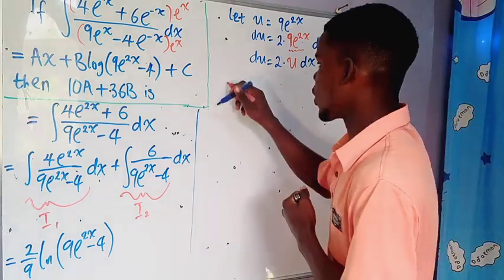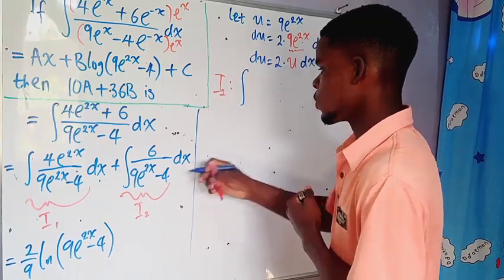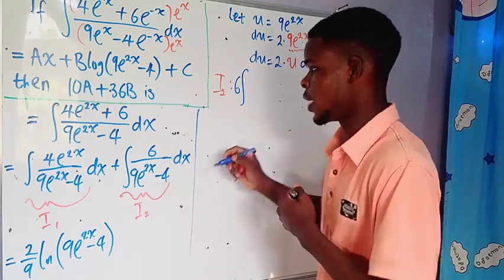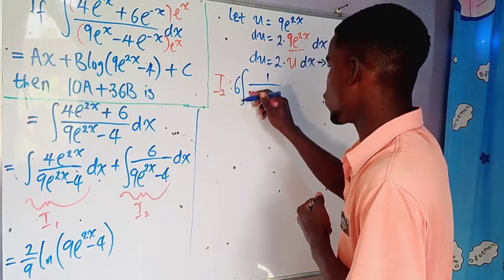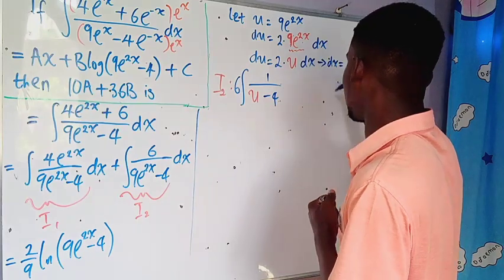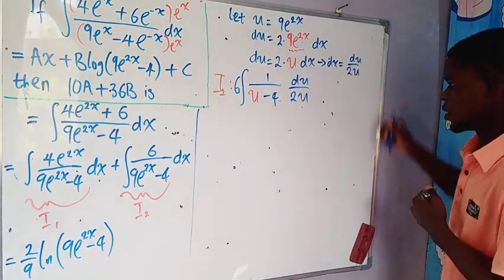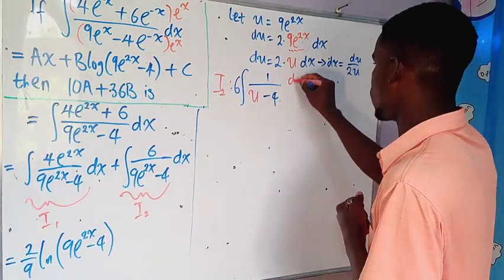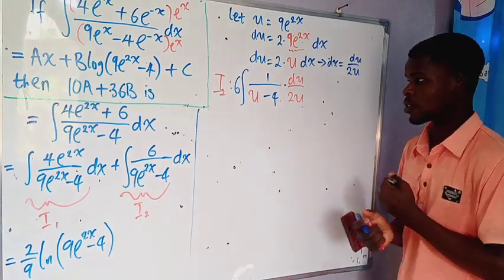That means this integral I2 will become the integral of 6. Maybe you can put the 6 out front since it's just a constant multiple, right? And then we have 1 over, well, this right here is called u. And then we subtract 4 from that. And then dx in fact is the same thing as du over 2u from this term right here. Permit me to do this: du over 2u. Okay, so we just have to multiply those two fractions together.